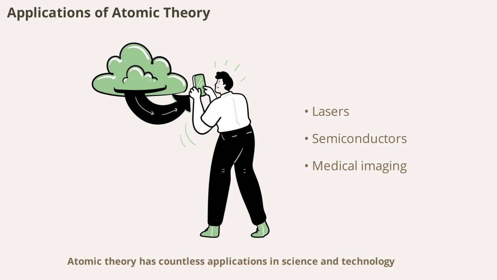Atomic theory has countless applications in science and technology. It underpins fields like chemistry, materials science, electronics, and medicine. Technologies such as lasers, MRI machines, and semiconductors all rely on principles derived from atomic models. Understanding atoms enables us to manipulate matter at the smallest scales, leading to innovations that shape our world.